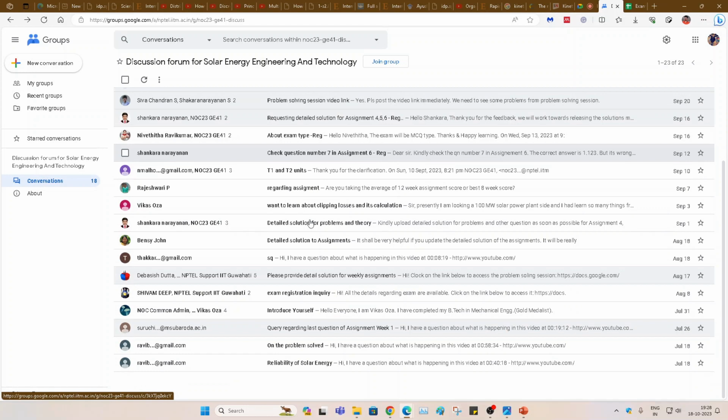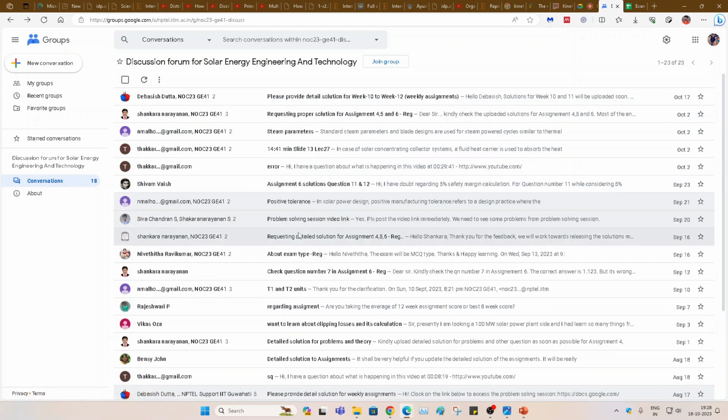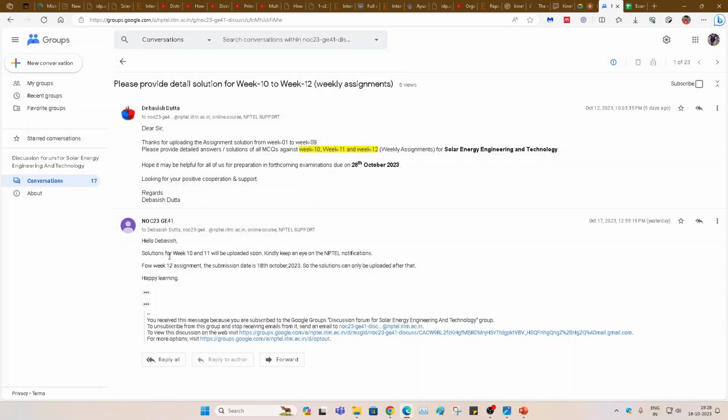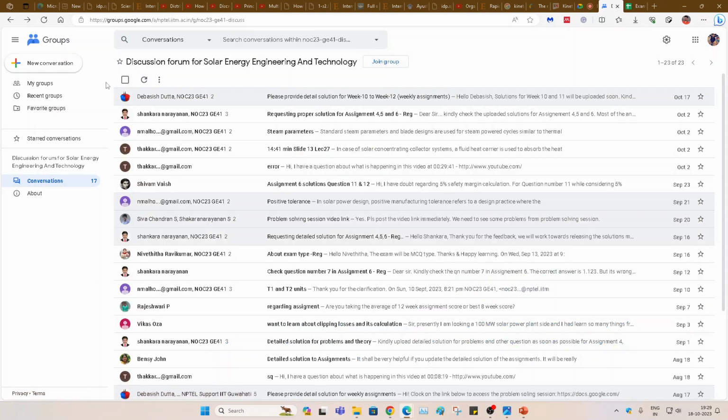So generally, these were actually read by me. Whatever problem solving session, these are generally related to us. Otherwise, these are for course TAs. Proper solution for assignment 4, 5, and 6. Please provide detailed solution of week 10. So these are generally handled by course TAs. Someone called Devashish Datta has asked a question, and the course TAs have actually answered it. You can post your queries here, and they will respond to your queries.